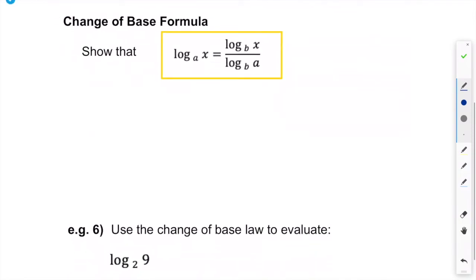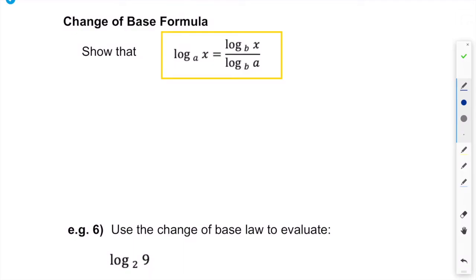When calculators were less advanced, a lot of times calculators could only calculate log of base 10. And so if you have something like log of 2.5 base 2, it's not possible to find that calculation on the calculator. We make use of something called the change of base formula. This formula also comes in handy later when you're solving log equations.